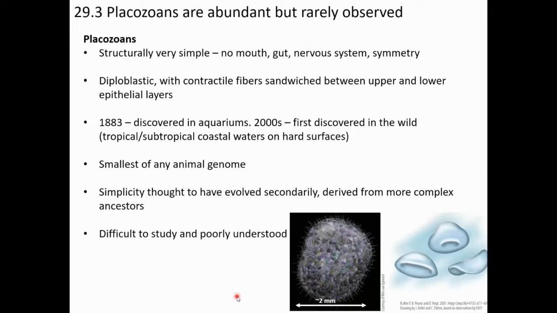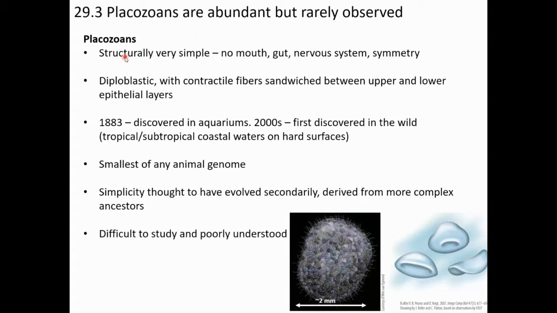Then there's this other reasonably basal group of organisms, the placozoans, which are abundant, but there's very little known about them. The first page of the chapter talks about the discovery of these things in the 1880s, from people with aquaria, and they didn't know what these things were. Very little extra work was done on them until the early 2000s.